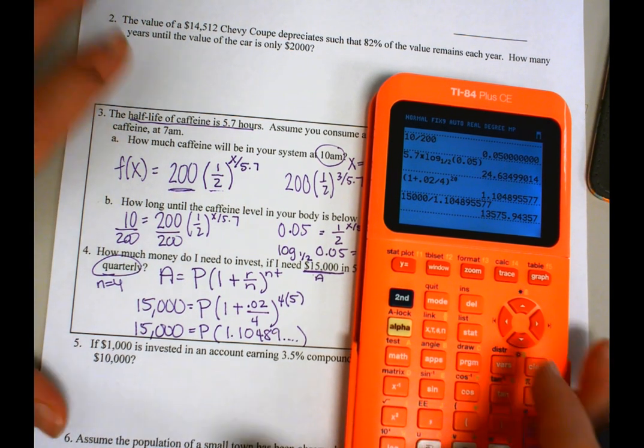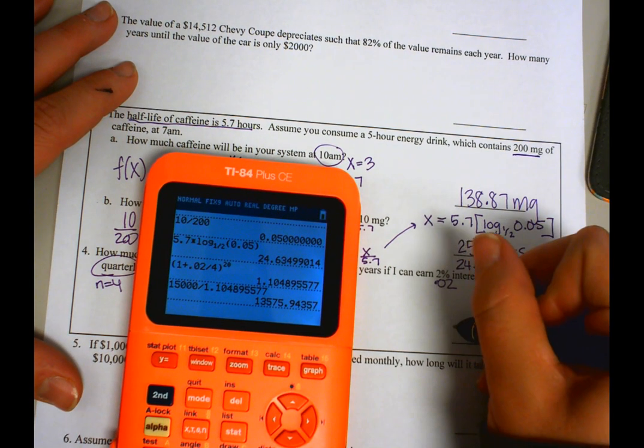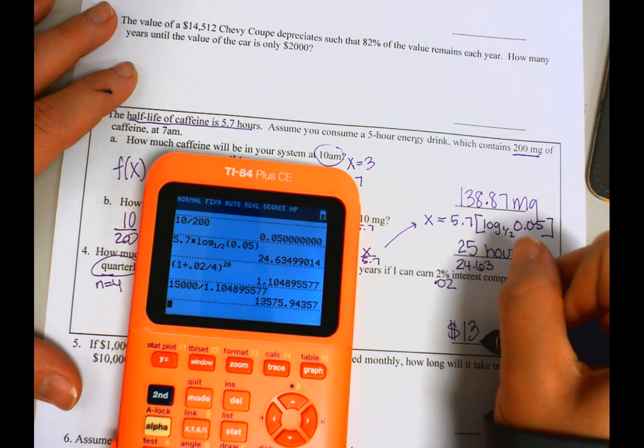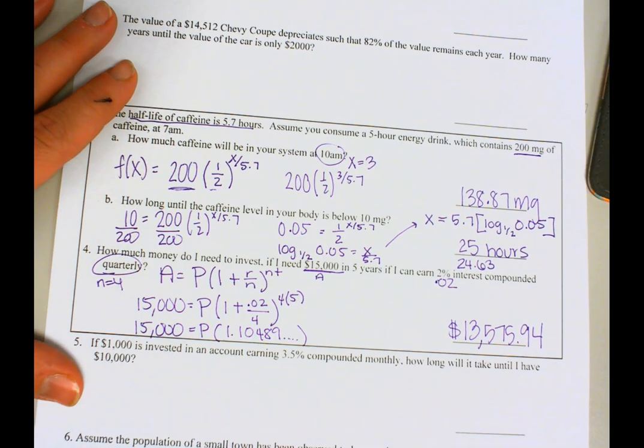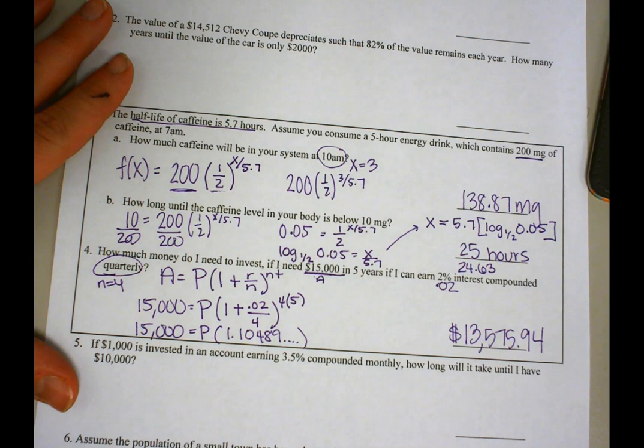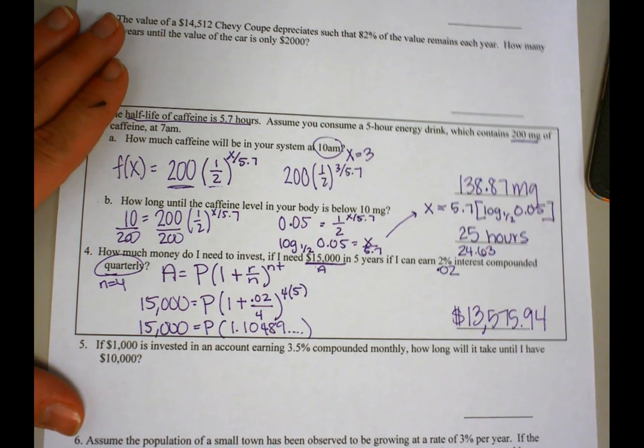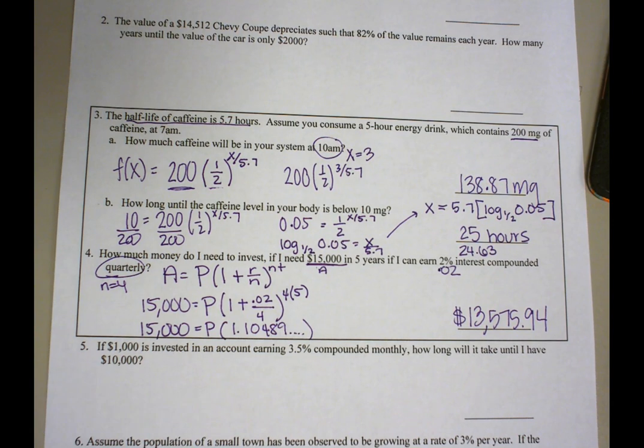And so then when I divide, it tells me, right, that P is $13,575.94. So we would have needed that much money as our P value to make 15,000 at the end. All right, so you can try the other 4 on this page and then look at Schoology for the answers.